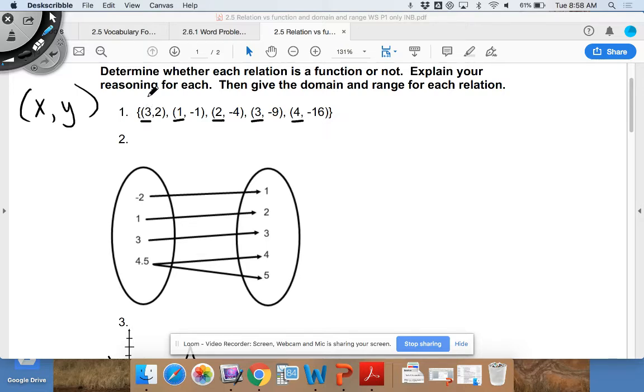Yes. These threes right here repeat. So is this a function? No. Not a function.